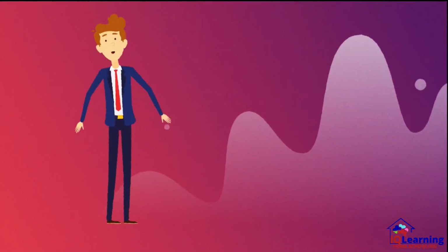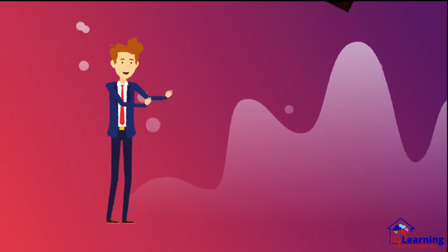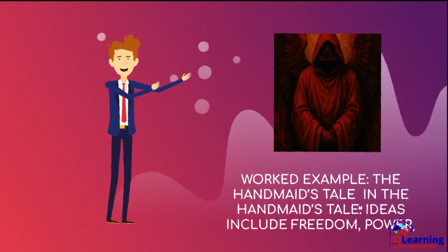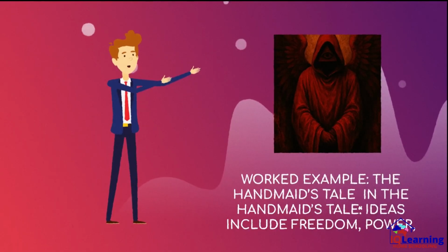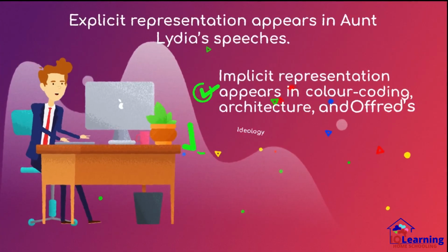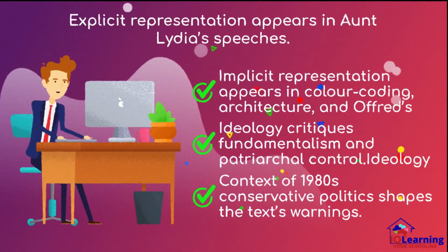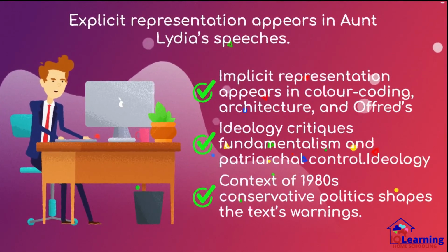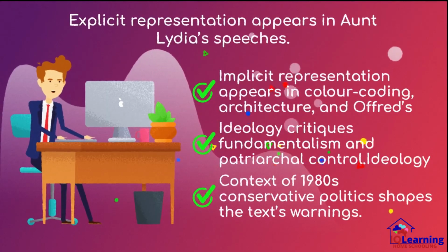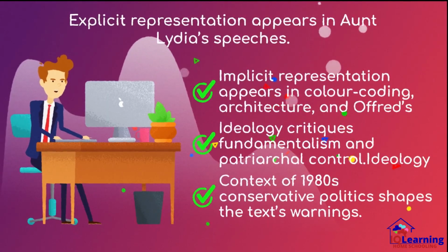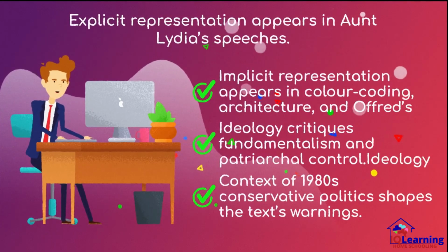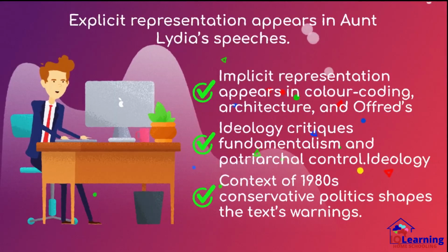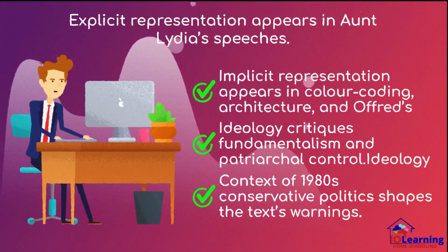Worked example, The Handmaid's Tale. In The Handmaid's Tale, ideas include freedom, power, identity, resistance, and memory. Explicit representation appears in Aunt Lydia's speeches. Implicit representation appears in color coding, architecture, and Offred's fractured narrative. Ideology critiques fundamentalism and patriarchal control. Context of 1980s conservative politics shapes the text's warnings. All of these work together to construct meaning.